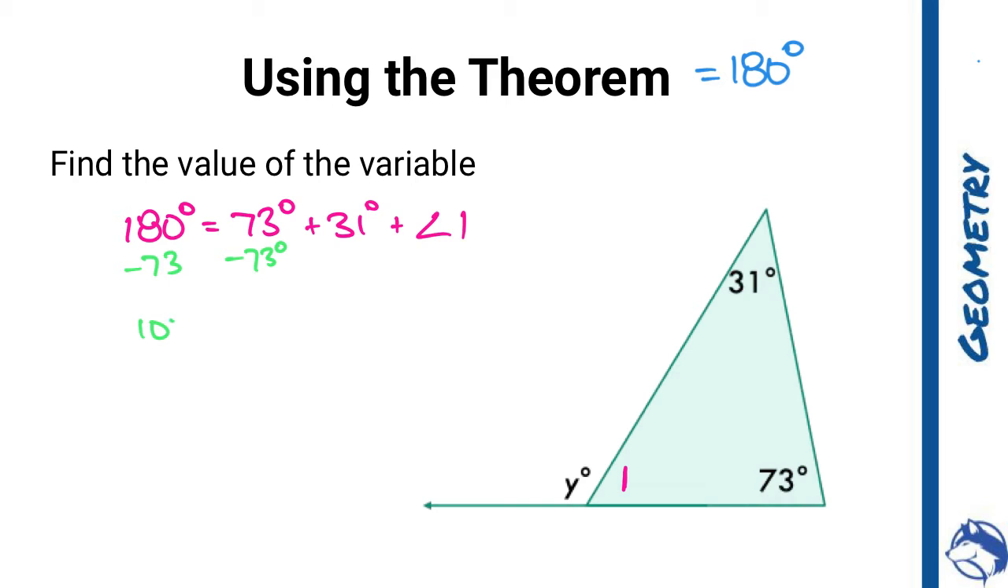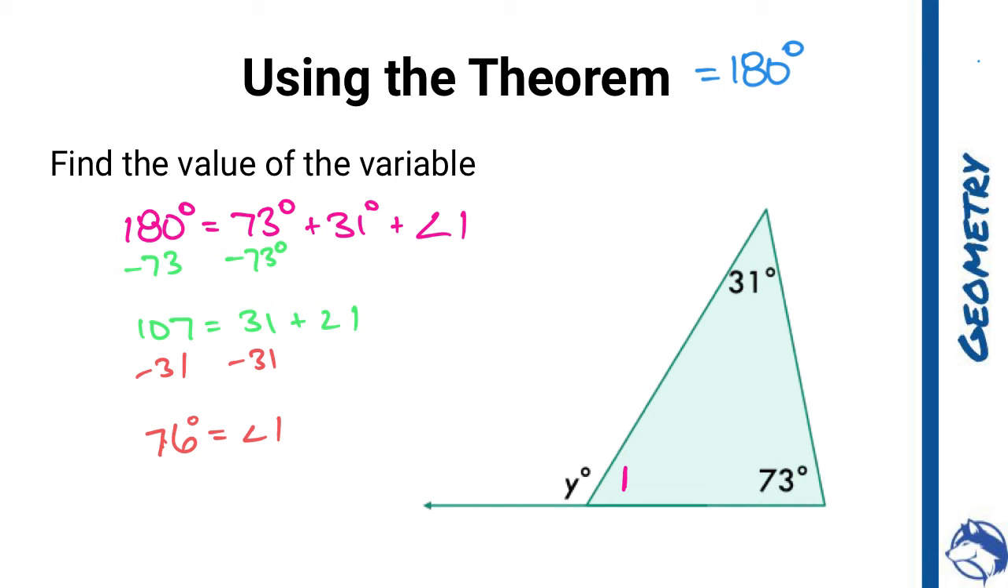So this becomes 107. And then I've got to get rid of my 31 degrees. And this ends up being 76 is equal to angle 1. So 76 degrees is equal to angle 1. Well, that's not what I'm trying to figure out. I'm trying to figure out angle y.